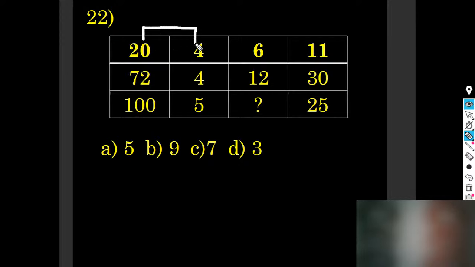First divide these two, 20 and 4. If we divide 20 by 4, we will be getting 5. We have 11 there. Just add these two. 5 plus 6 gives us 11. Next, 72 divided by 4 gives us 18. So after dividing them, add 12 to it. It gives us 30.